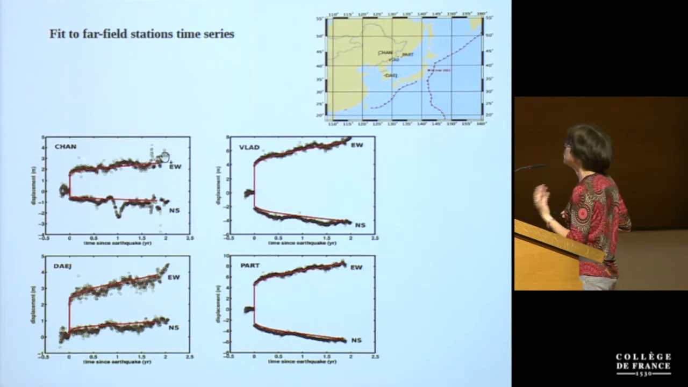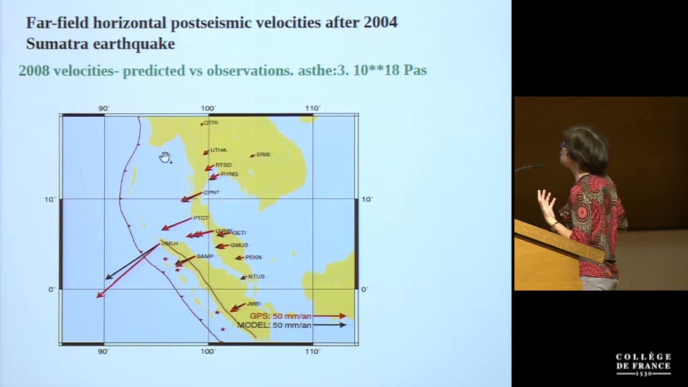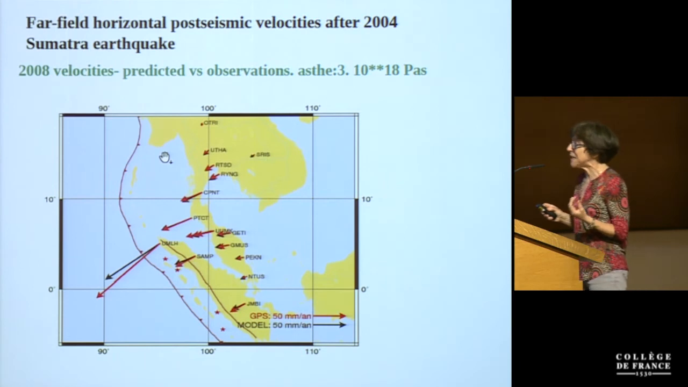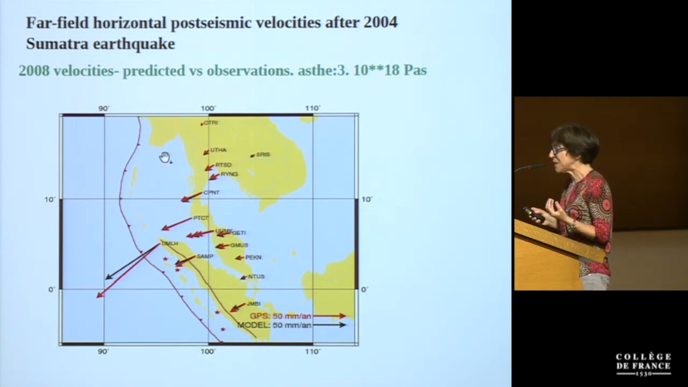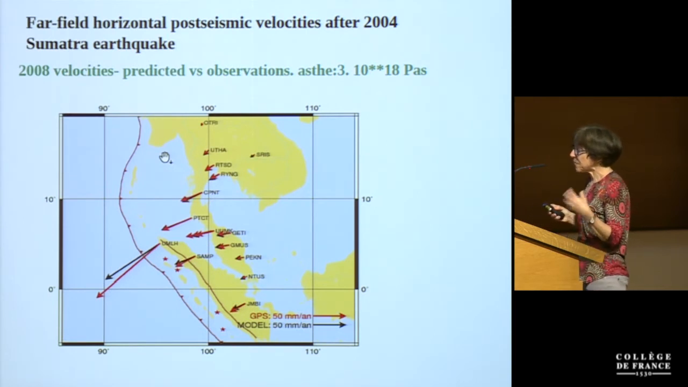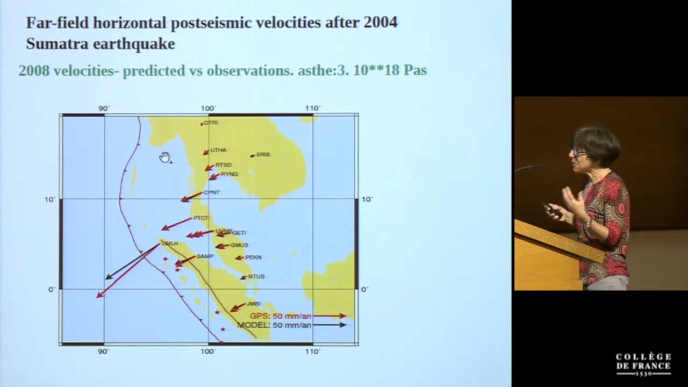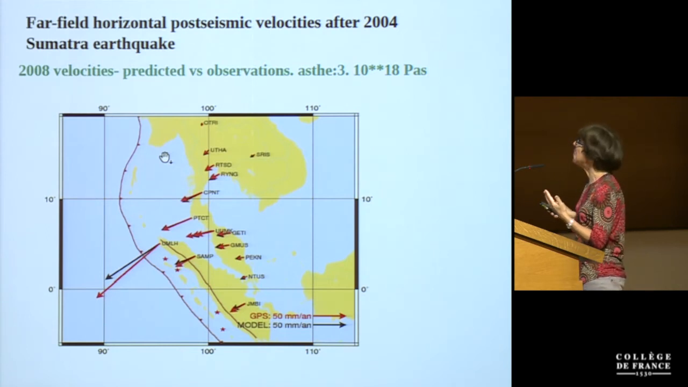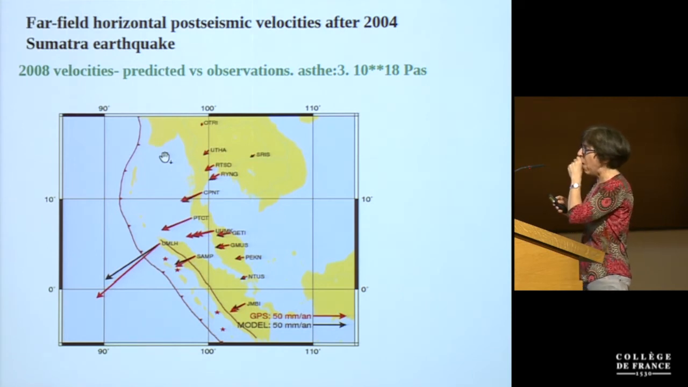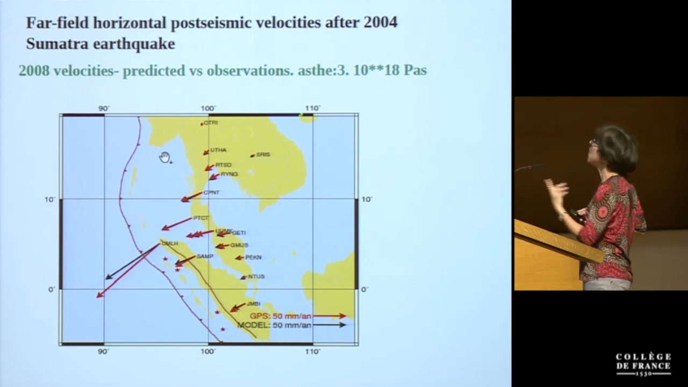With viscosities for the three earthquakes of the order of 3 × 10^18 Pascal second, we fit nicely the far field post-seismic velocities. This is the case after Tohoku earthquake. This is the case after Sumatra earthquake. Now, this viscosity of 3 × 10^18 Pascal second, this was the meaning of my question yesterday. Because of my old experience of convection bringing heat at the base of the plate, I tend to interpret it as a transient viscosity, not as a long-term viscosity, because I find it difficult to explain the thickening of the oceanic plates if you had such a low viscosity at the base of the plates. It would induce too much heat flow at the base of the plates.